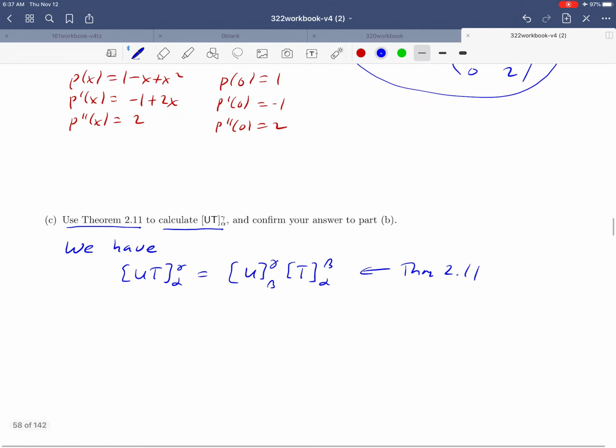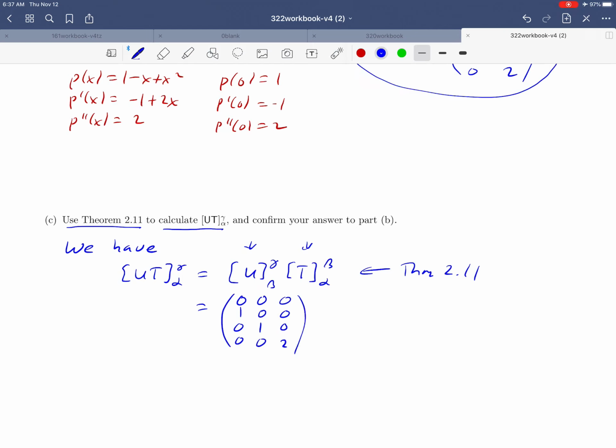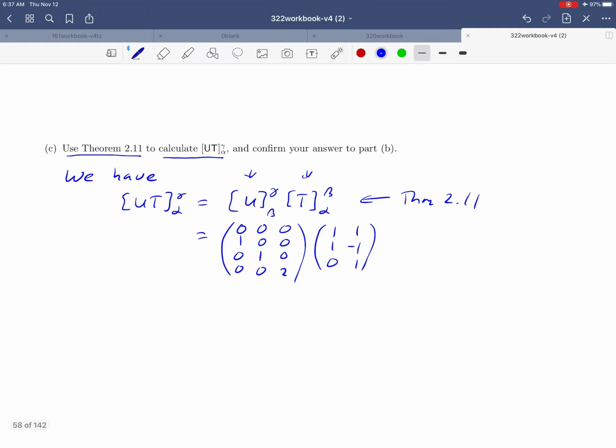The thing about it is, we calculated these two matrices in part A. I'm going to go ahead and just copy those down. The matrix for U back from part A looked like this: 0, 0, 1, 0, 0, 0, 0, 2. And then the matrix for T looked like this: 1, 1, 0, and 1, negative 1, 1. And so the next thing we would do is to just multiply these matrices together.